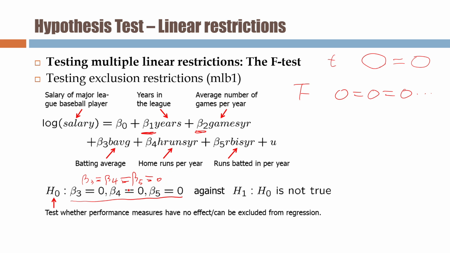But the typical F-test you can find in Excel or R is that everything, not the intercept, everything is 0. That's the default F-test. That's pretty simple. So that's why we want to have this instead of everything. Can we just test beta 3, beta 4, beta 5 equals 0 or not?